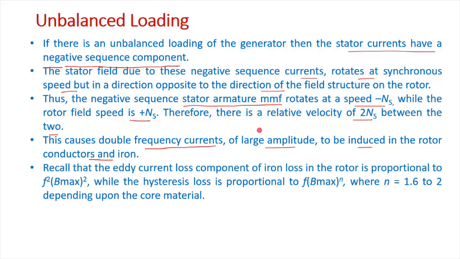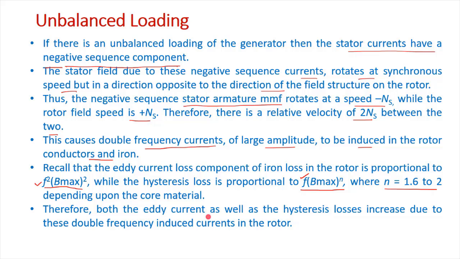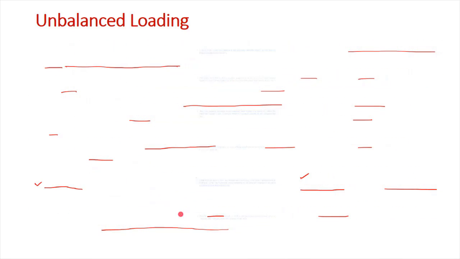When the frequency becomes double, we know that the eddy current loss is directly proportional to f squared B max squared, while the hysteresis loss is proportional to f B max to the power n, where n varies from 1.6 to 2 depending upon the core material. Because the frequency increases, the eddy current loss increases, and it produces more heat in the core material. Therefore, both the eddy current as well as the hysteresis losses increase due to these double frequency induced currents in the rotor. So that causes more heat, right?